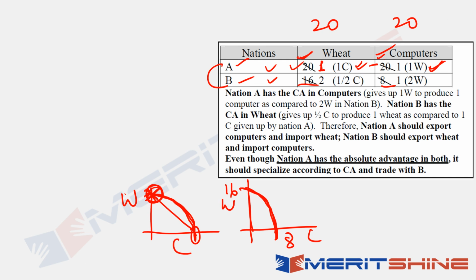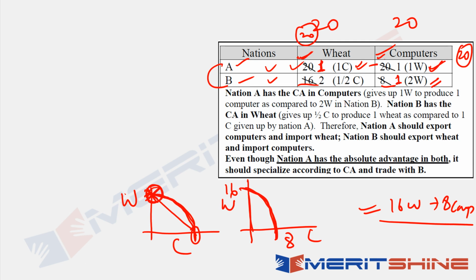Okay, so this is just 1 unit, right? So if it produces, it was 20, right? So if it leaves one wheat, or if it leaves one computer, it will produce one extra wheat, right? So if it leaves 20 of the computer, it will produce 20 of wheat. Similarly, for nation B, if it leaves, say for producing one computer, it has to leave 2 wheats, right? Therefore, when it leaves 16 wheat, it produces 8 computer.